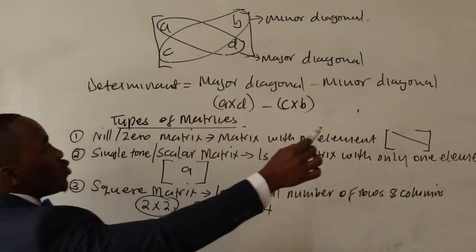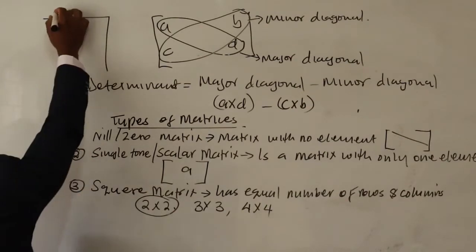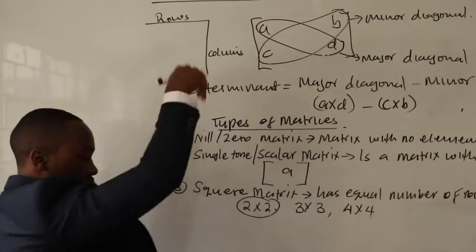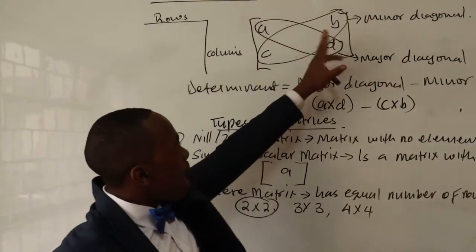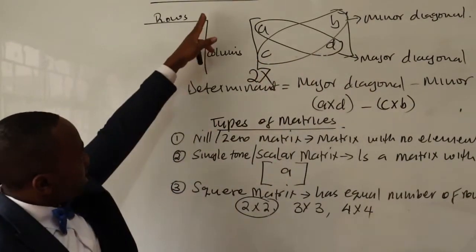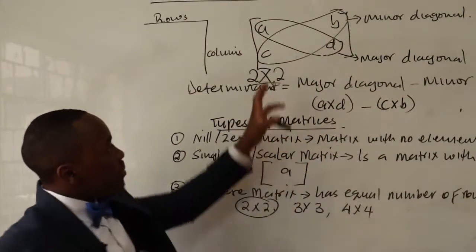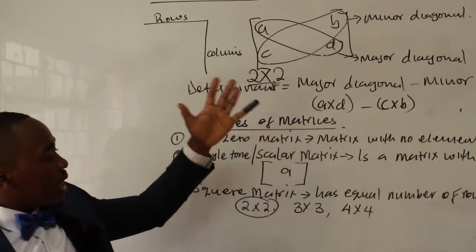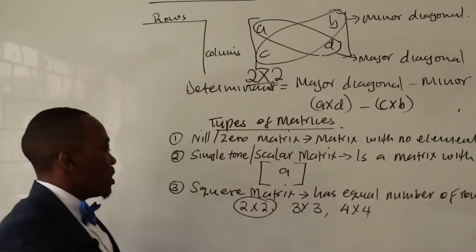This is how we determine the order. First of all, we use the rule of 7. With the rule of 7, you always start with the number of rows and then you get the column. You draw a 7. So in this case, we have 1, 2, so that means we have 2 rows, and then columns 1, 2. So that matrix is of order 2 by 2. It has an equal number of rows and columns, so that's what we call a square matrix.